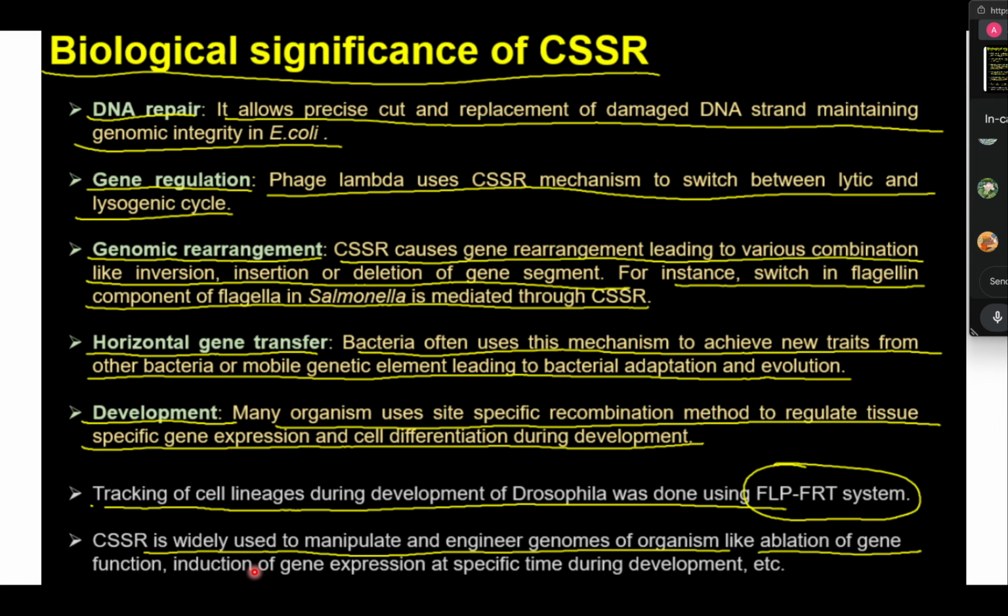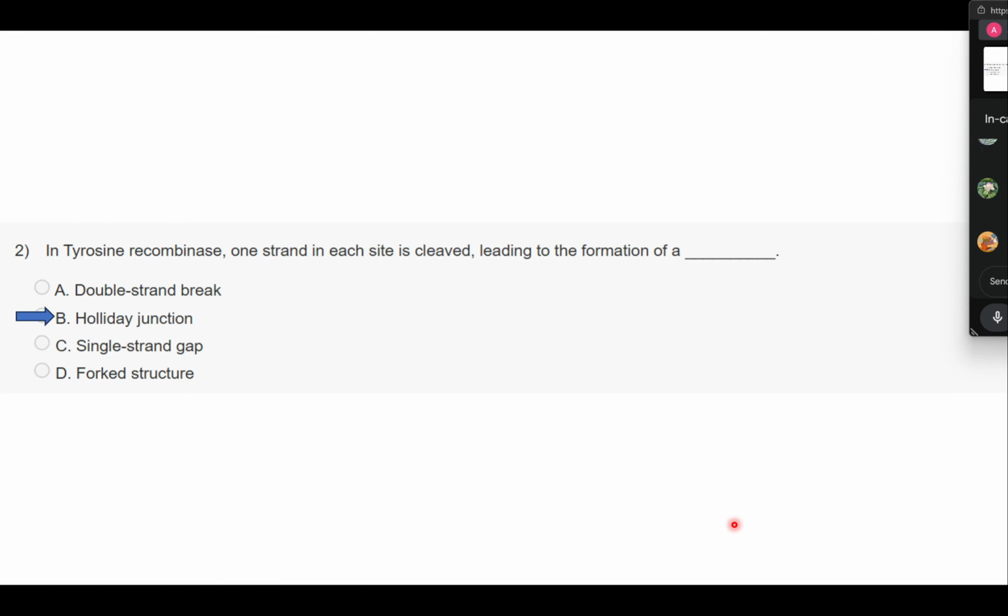And whenever the recombination happens at that stage, then the mouse or whatever organism you're dealing with no longer has the gene that you're interested in, and thus you can investigate time-specific loss of function of that particular gene. So induction of gene expression at specific time during development can also be done using CSSR. So in tyrosine recombinase, one strand in each site is cleaved, leading to the formation of a Holliday junction.